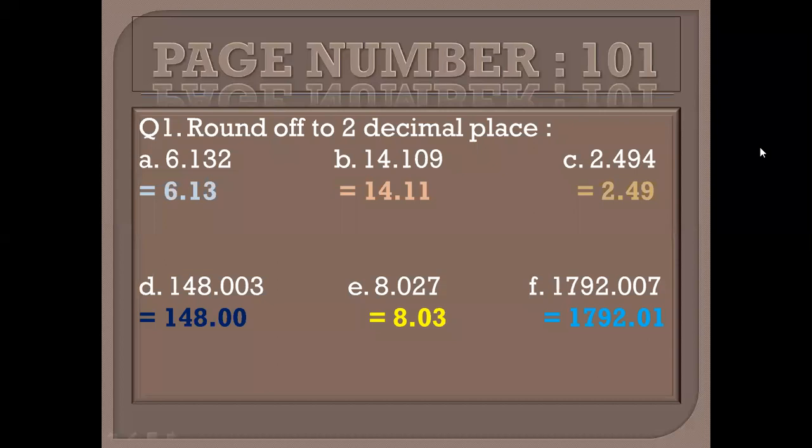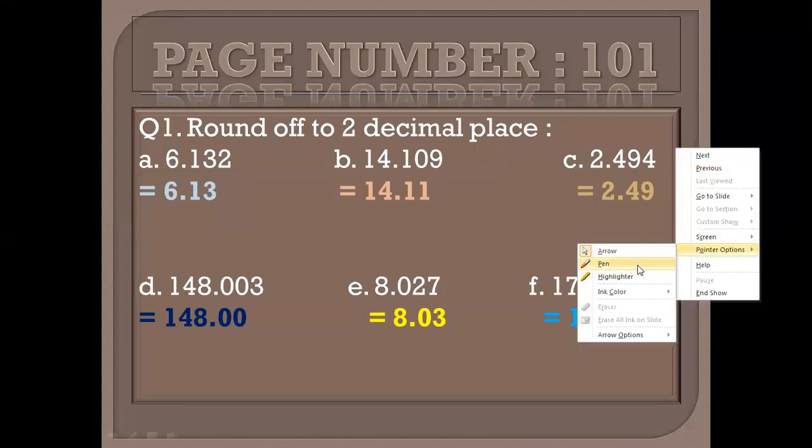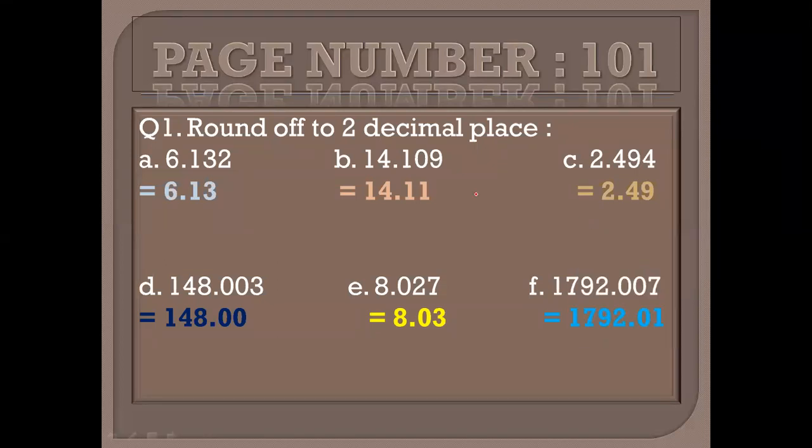In part D, 14.109. 9 is on the thousandths place. According to this, we will change 0 into 1, because 9 is greater than 5. That's why 0 will increase by 1.